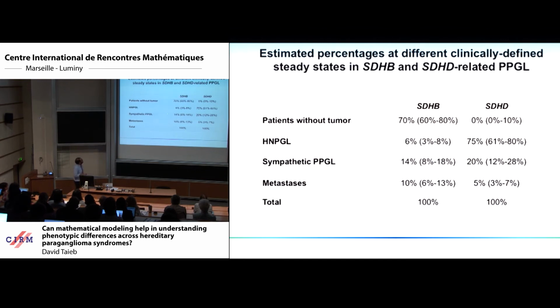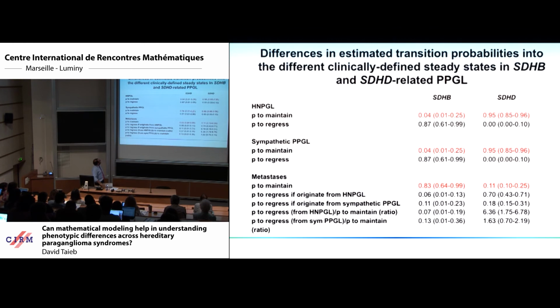Here is the estimated percentage at different clinical steady states in these two conditions. This data is provided by the model and is in complete agreement with clinical observation. Here, 10% of all patients will develop metastases, which corresponds to the 30% of patients with FEO and paraganglioma that will give metastasis. So this is completely the same. And this is also very important: as you can see here, the probability to maintain a tumor steady state is very high for SDHD and very low for SDHB, but it's not the same for the probability to maintain a metastatic steady state, which is very high for SDHB and very low for SDHD.